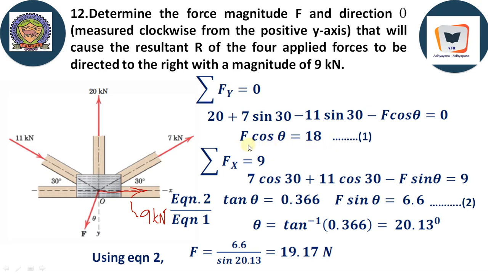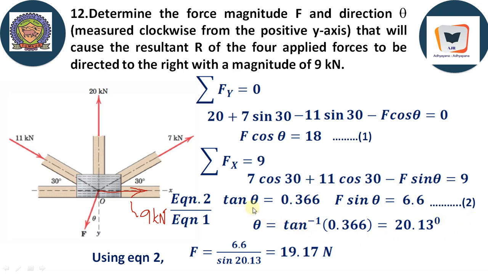Here, we should understand that there are two unknowns. One is F, the other one is theta, and some conditions are given to us. Sigma Fx equal to 9, because the resultant of all these forces is a force directed towards the right. Therefore, 7 cos 30 going right, plus 11 cos 30, that's also going right, minus F sine theta. The horizontal component of F is directed towards the left, therefore F sine theta equal to 9. The value is already given. Therefore, F sine theta is equal to 6.6 upon simplification.